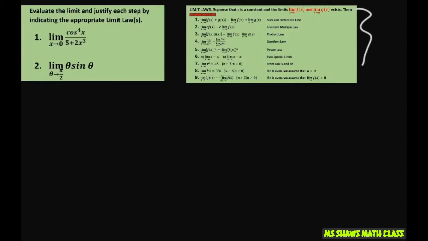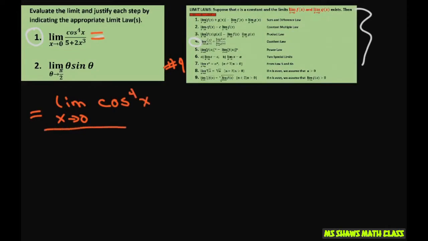And the first thing I want to do with number 1 is to use our quotient property. So we're going to use number 4 to start with. And I'm just going to start it from here to save room. So I'm going to write this as the limit as x approaches 0 of cosine to the 4th power of x divided by the limit as x approaches 0 of 5 plus 2x cubed. All right, so that was number 4.